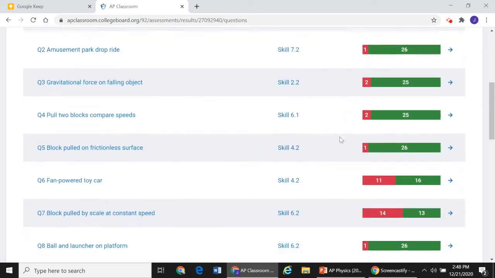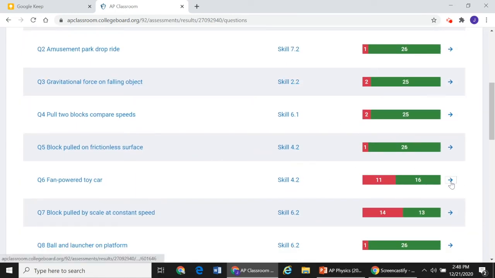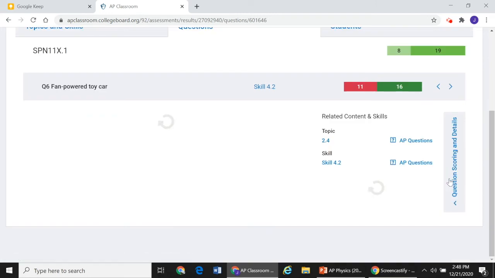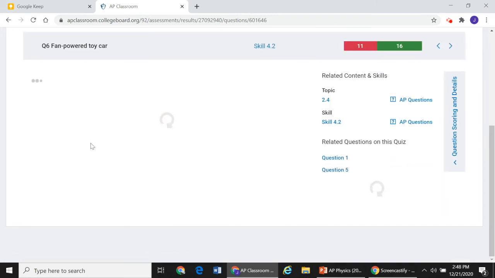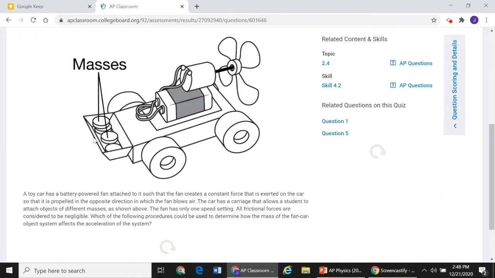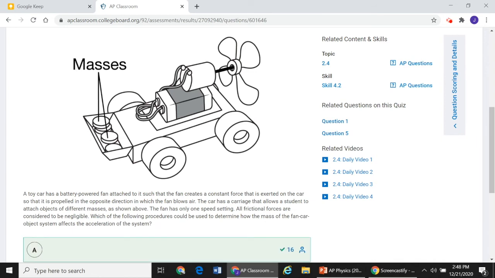As you can see, the next one a bunch of people got wrong, these ones were all good, is number 6, fan-powered toy car. In this question, you're going to have a fan-powered toy car that has a battery-powered fan attached to it such that the fan creates a constant force that is exerted on the car so that it is propelled in the opposite direction in which the fan blows air. Right? That makes sense. The fan pushes on the air backward, and so the air pushes on the fan forward, and that's why it moves forward.